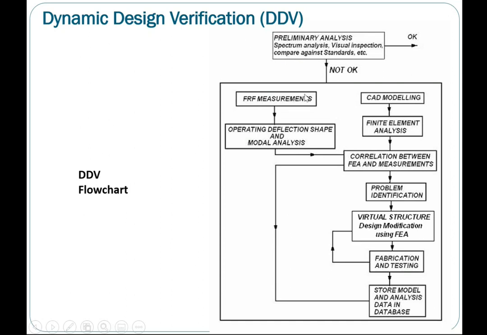So DDV basically combines two techniques: experimental techniques, as well as computational mechanics techniques. The experimental techniques basically combine what we have discussed earlier just now, the modal analysis techniques, where you learn or you know the dynamic characteristics or dynamic behavior of that particular machine in terms of its natural frequencies, dampings, and the mode shapes.